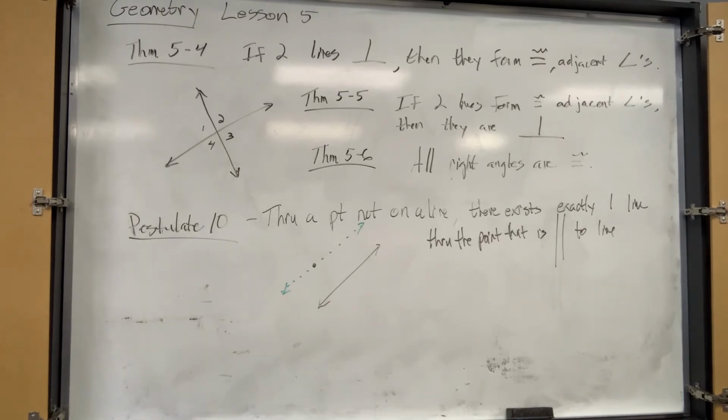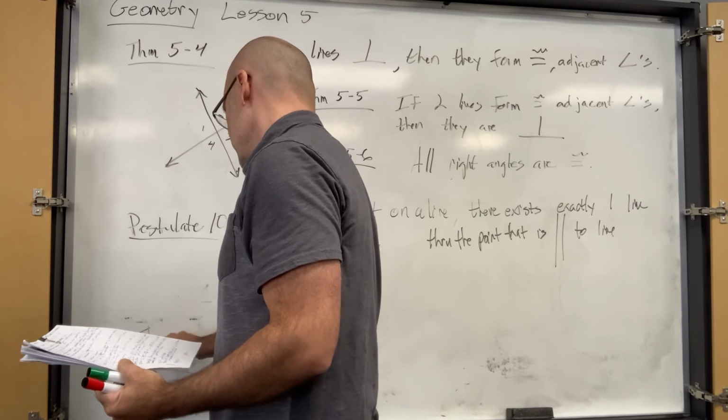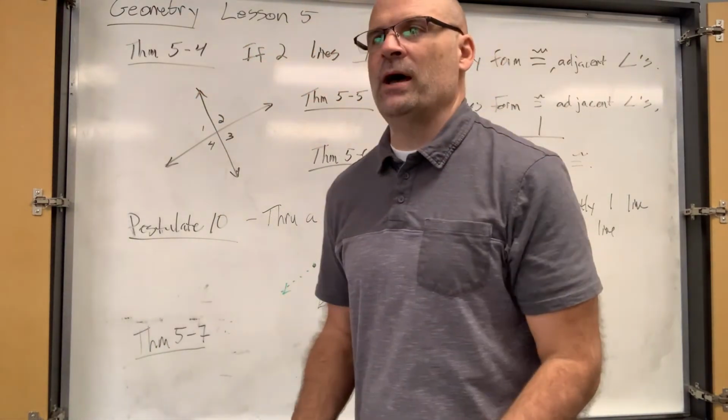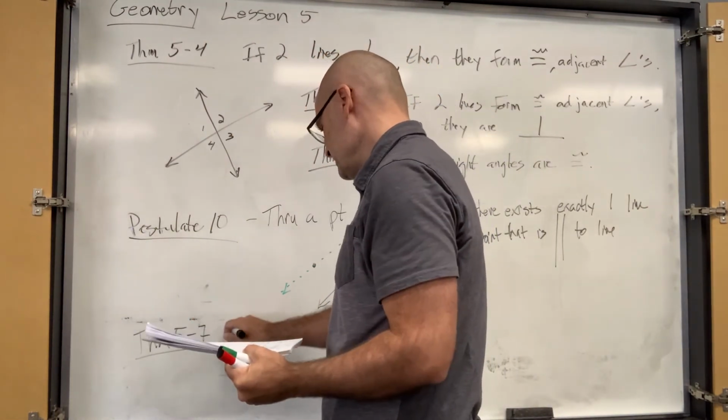Last theorem, I promised, of this lesson. Theorem 5.7. Yeah, there's tons of theorems. How many theorems are there in the whole book? A ton of theorems. Look through it yourself.